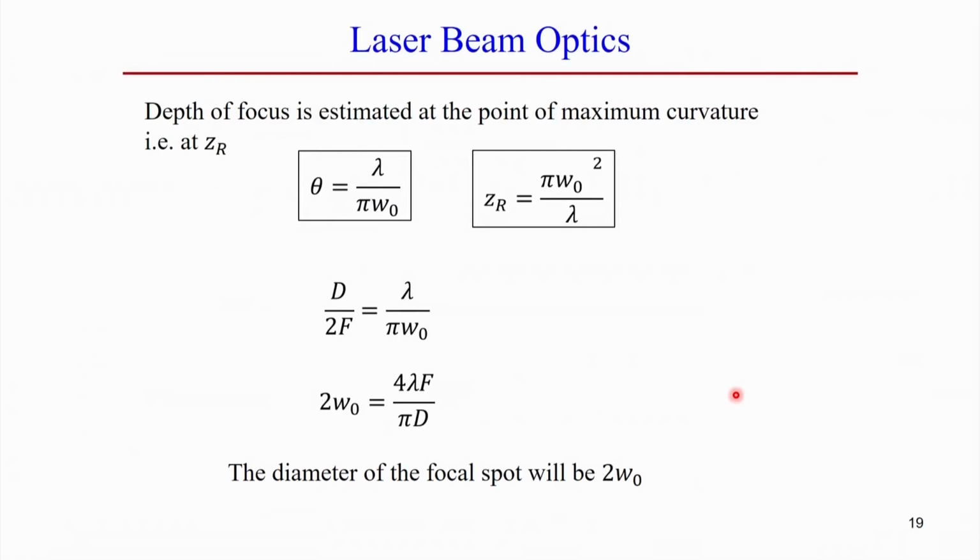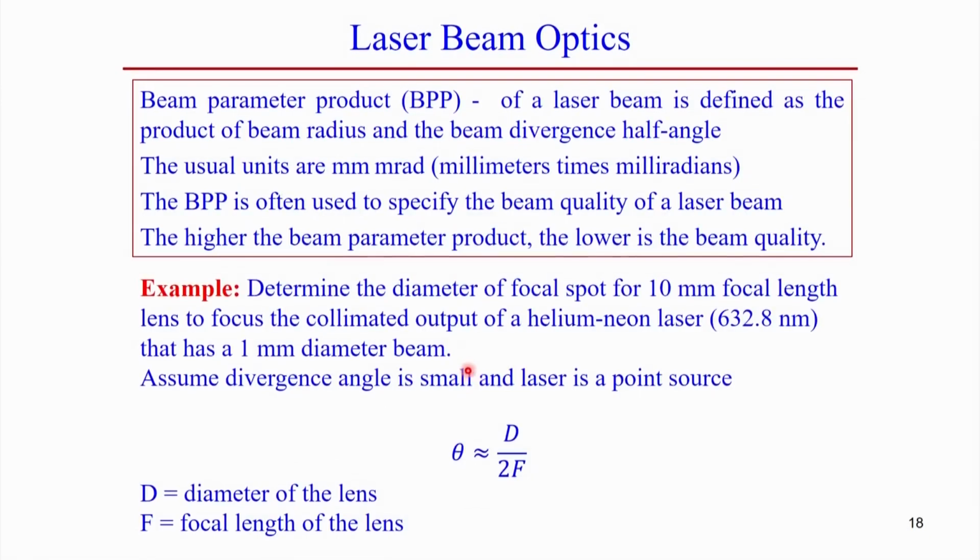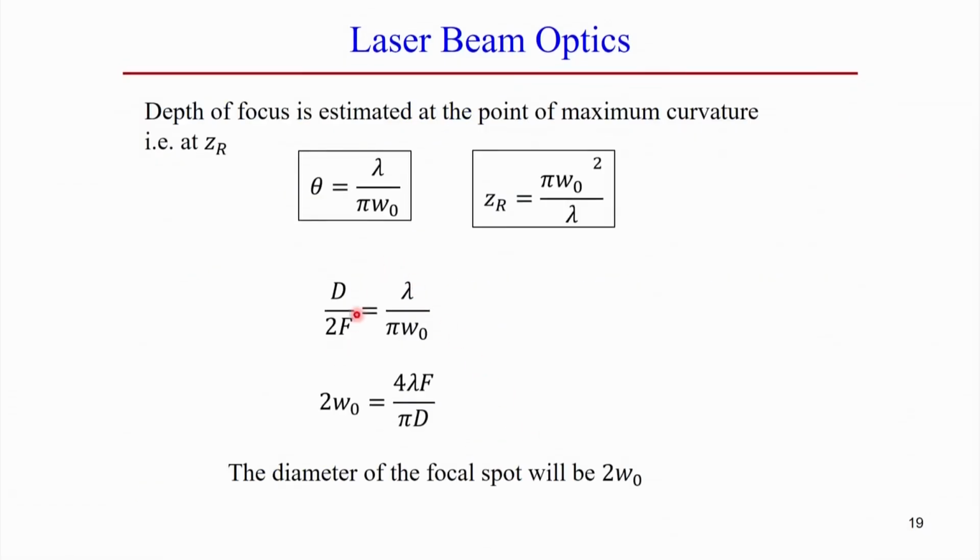Now, depth of focus is estimated at the point of maximum curvature, that means at z equal to zR. In this case theta is simply estimated in terms of the laser wavelength as lambda by pi into w0, and also theta equal to D by 2f. From these two approximations we can find the relation D by 2f is equal to lambda by pi w0. So, from here we get twice w0 equal to 4 lambda f by pi D.